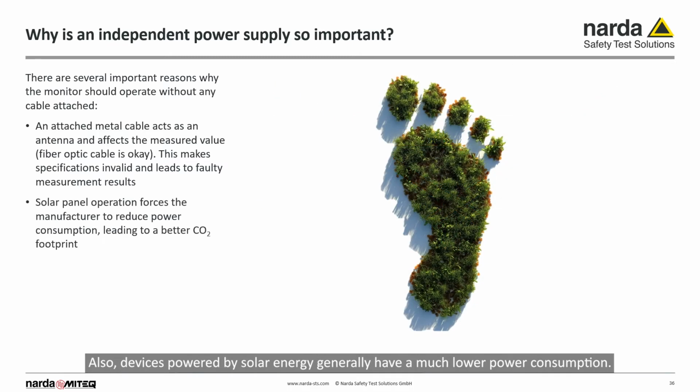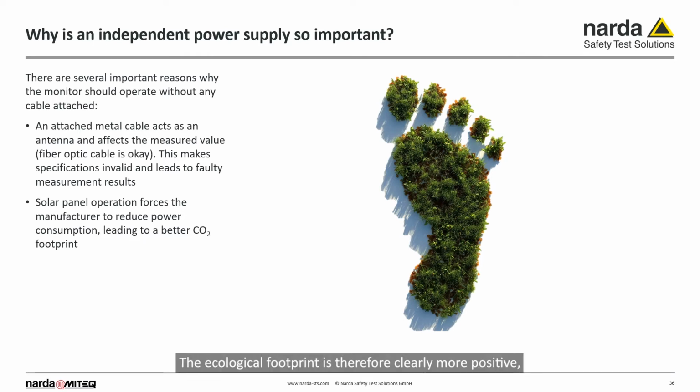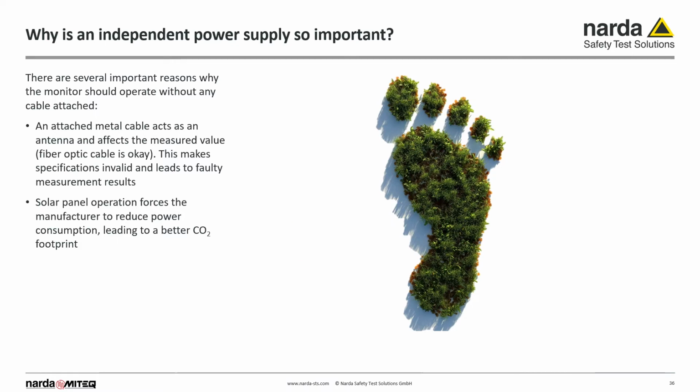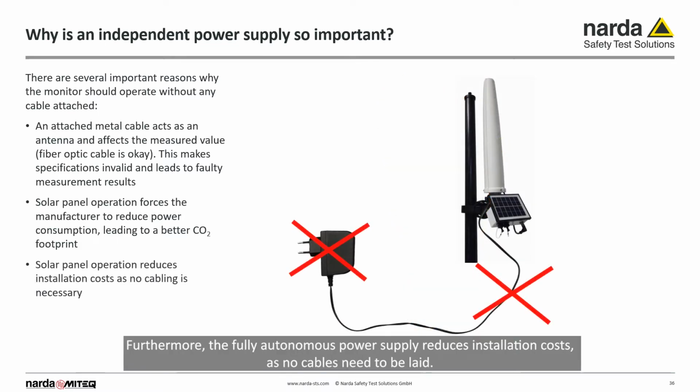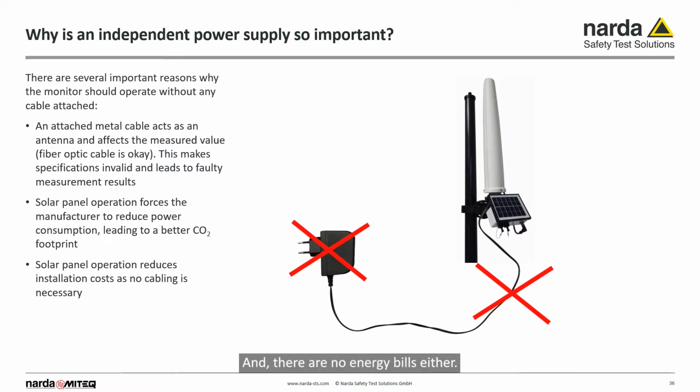Also, devices powered by solar energy generally have a much lower power consumption. The ecological footprint is therefore clearly more positive, which should always be the case when environmental factors are being measured. Furthermore, the fully autonomous power supply reduces installation costs as no cable needs to be laid. And there are no energy bills either.